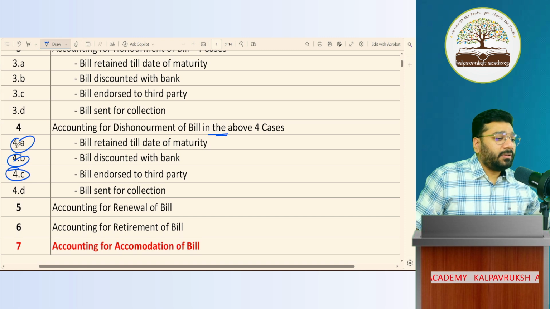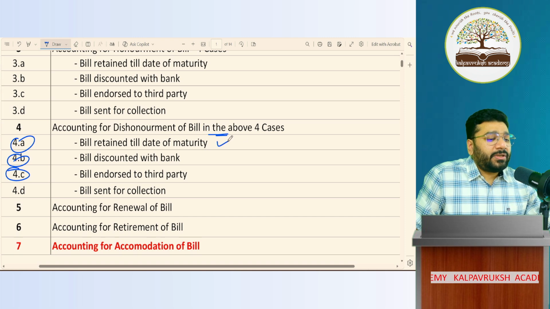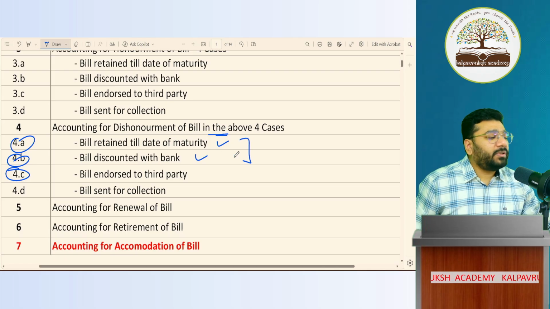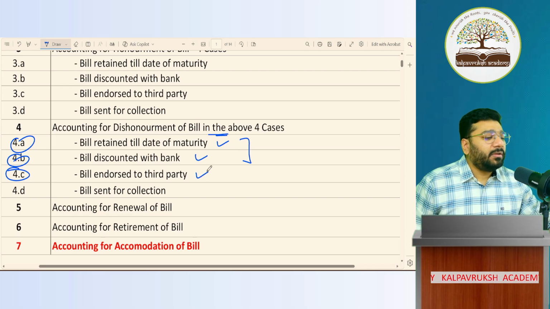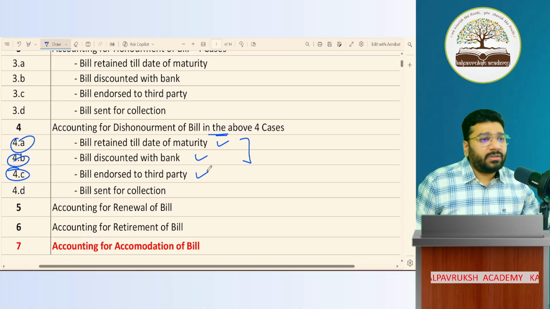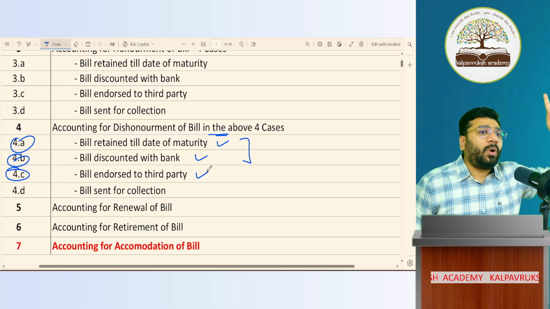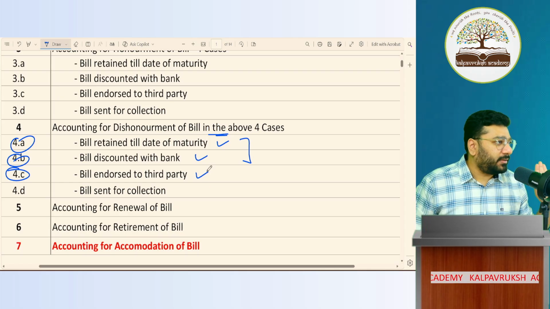Of that, when the bill is retained till maturity and then dishonored, or if the bill is discounted with the bank and then dishonored, how to do accounting for this we have discussed, right? But we still have 2 more questions to do. Once we do that, we'll go to the next topic, which is if the bill is endorsed to a third party, and on the maturity date it gets dishonored, then what accounting entry we have to pass. We have to discuss that later.